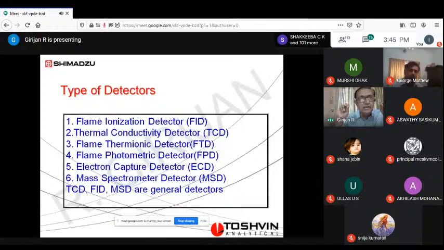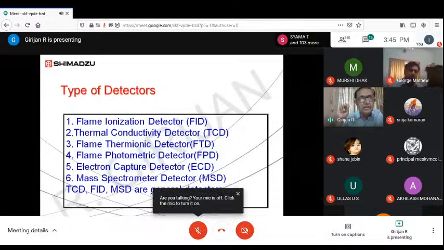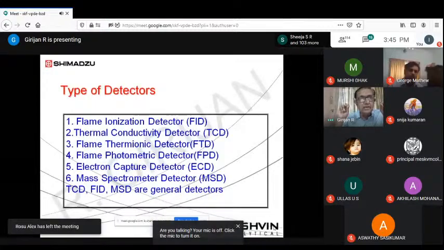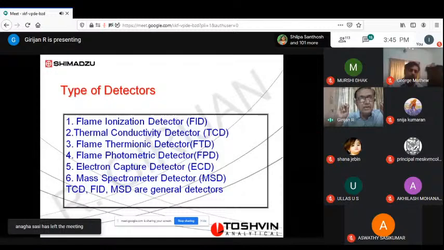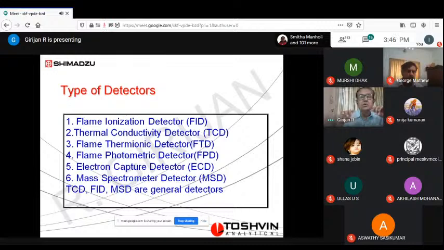Now, flame ionization detector, thermal conductivity detector, and mass spectrometer are called general detectors. They can be used for any type of sample. Whereas the serial numbers 3, 4, and 5, flame thermionic, flame photometric, and electron capture, are called selective detectors, because they are used only for certain types of samples, not for all samples. That's why they are called selective detectors, and the other 3 are called general detectors.